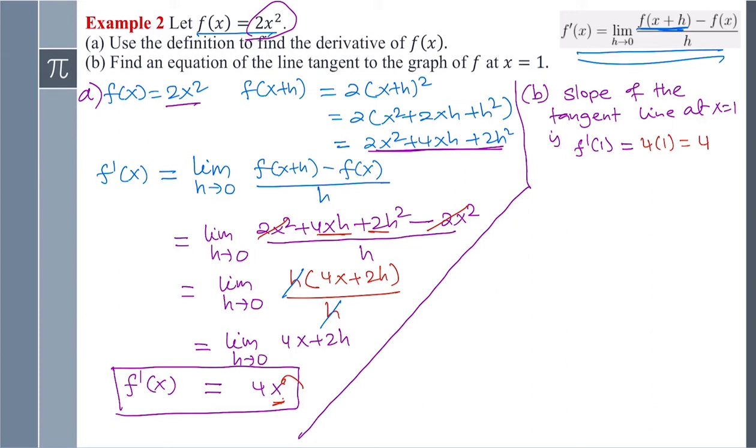So now we have the slope. The point is (1, 2), and the equation of the line is the same as the previous one. We already found that, so I'm just going to write it, which is y equals 4x minus 2. We already got that in the previous example. So that's how we can find the exact slope of the tangent line using the derivative.